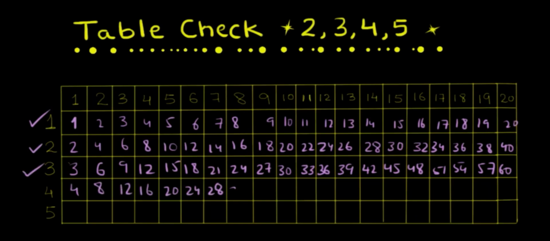Table of 4. 4, 8, 12, 16, 20, 24, 28, 32, 36, 40, 44, 48, 52, 56, 60, 64, 68, 72, 76, 80. That's done.